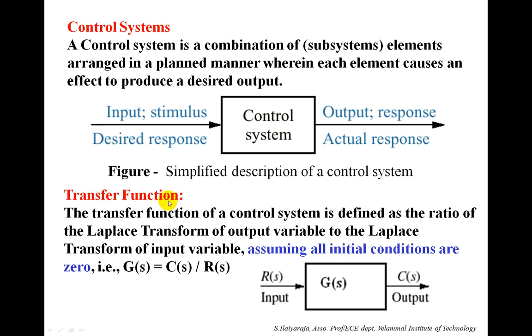Transfer function. The transfer function of a control system is defined as the ratio of the Laplace transform of the output variable to the Laplace transform of the input variable, by assuming all initial conditions are 0. Therefore, the transfer function equals C(s) by R(s). A simple block diagram shows the input R(s), the output C(s), and the transfer function G(s).